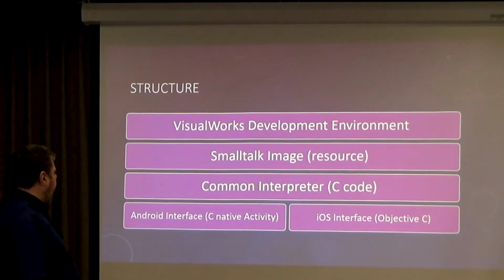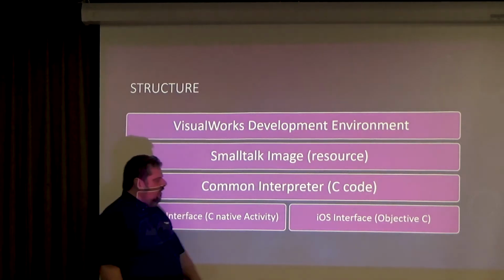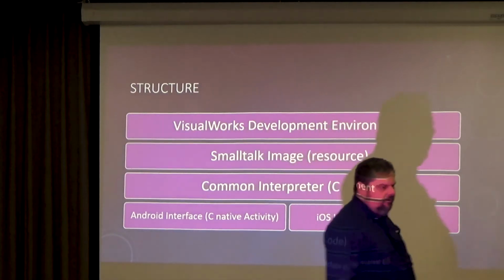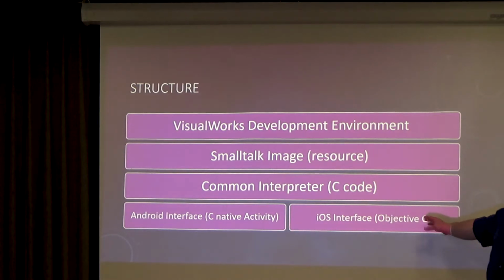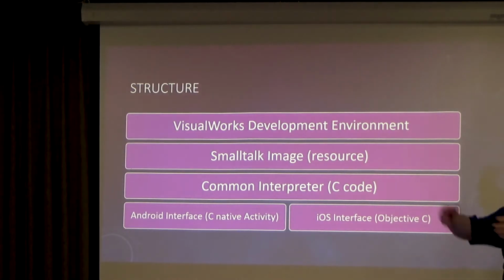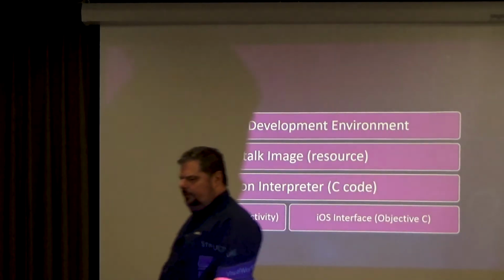The basic structure, I have C code for the Android interface. For iOS, most of the interpreter is straight pure C code, but I have a few Objective-C modules that hook all that into iOS. So there's the common interpreter code that's all in C. Above that, we have the Smalltalk image that's saved as a resource from my development environment and packaged with the application. And on top of that, I have my VisualWorks development environment.